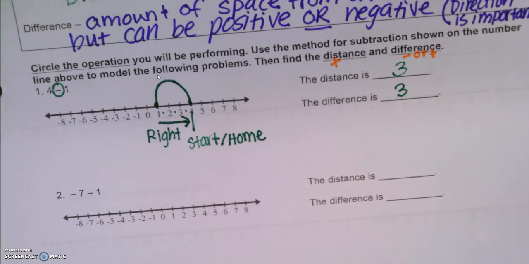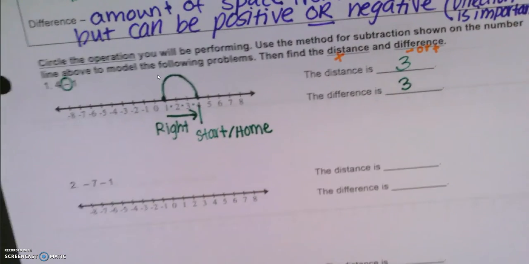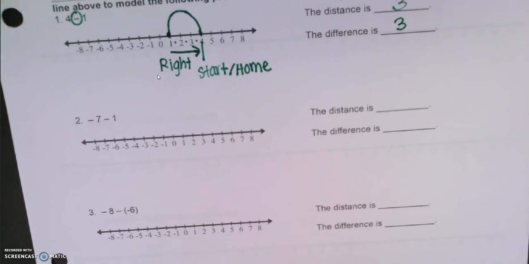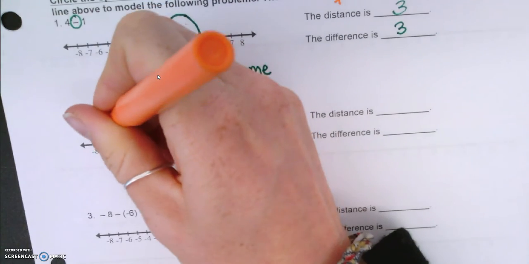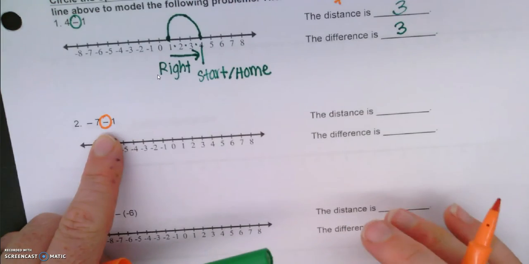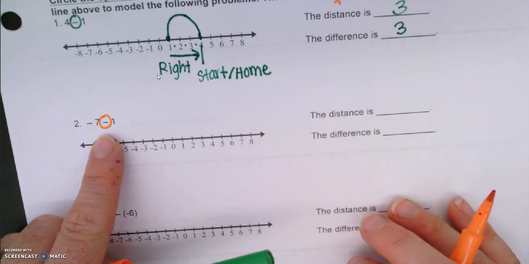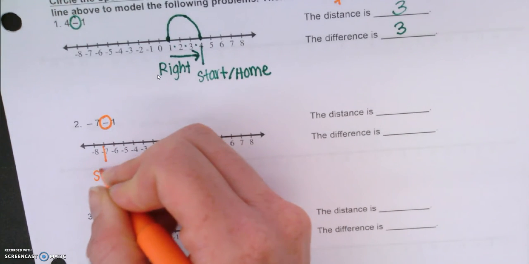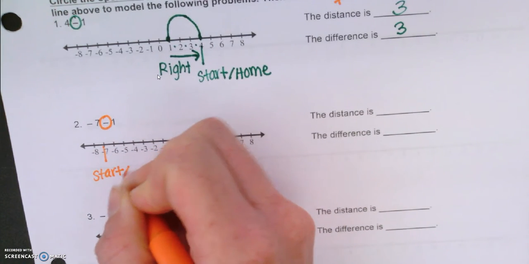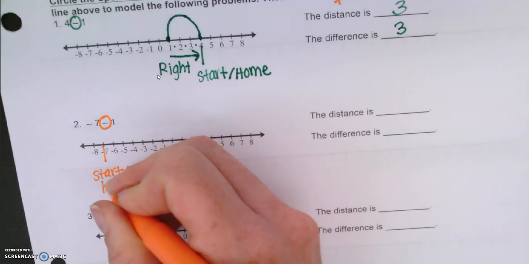Nice work. Let's look at number 2 together. Number 2, -7 take away 1. Remember, we need to circle the operation. This is a subtraction sign, not a negative sign. Where do I start? I start at -7. This is my start. We also call it home.